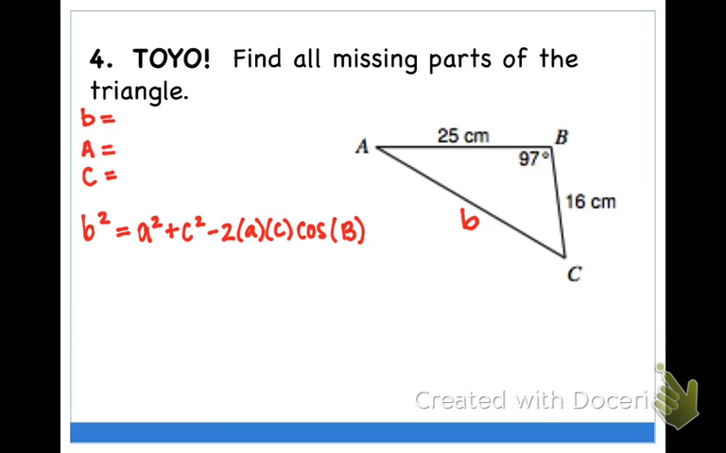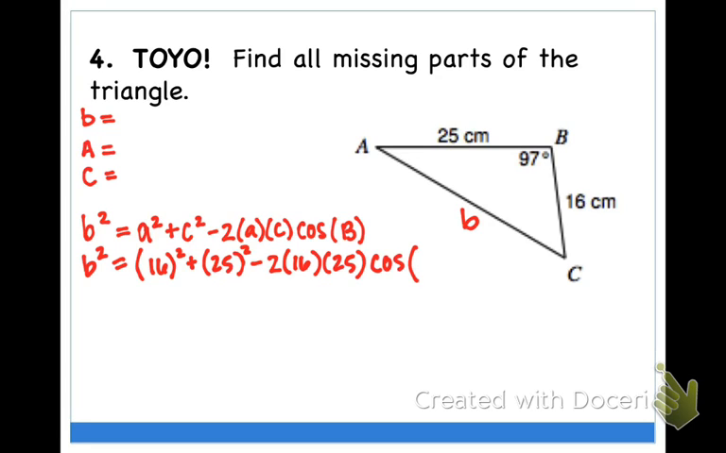And just like every other problem we've done, we want to go and fill in what we know. Don't know B, so that's still B squared. But I know side A is 16 and side C is 25. So I can fill those in. And I do want to be careful with my parentheses. And I know that angle B is 97. And so just like every other one, we're going to look over here. We're going to look at the entire right-hand side and say, okay, any variables in there? And since there are no variables, that means we can go and plug everything into our calculator.